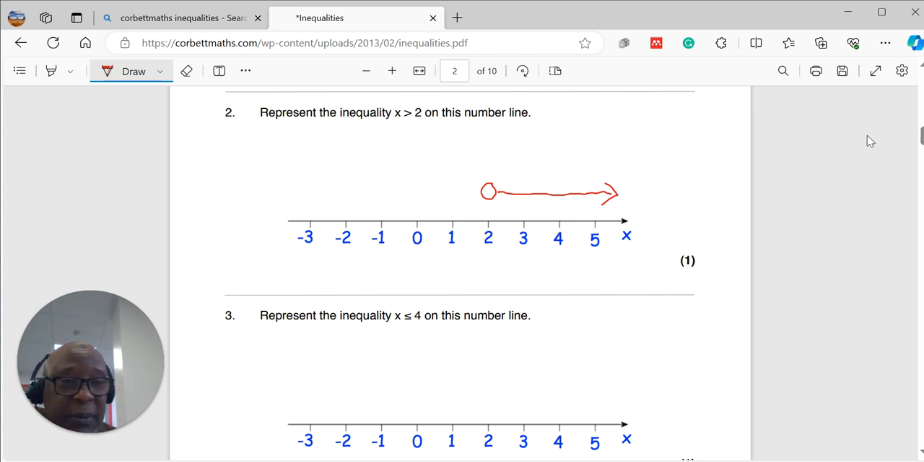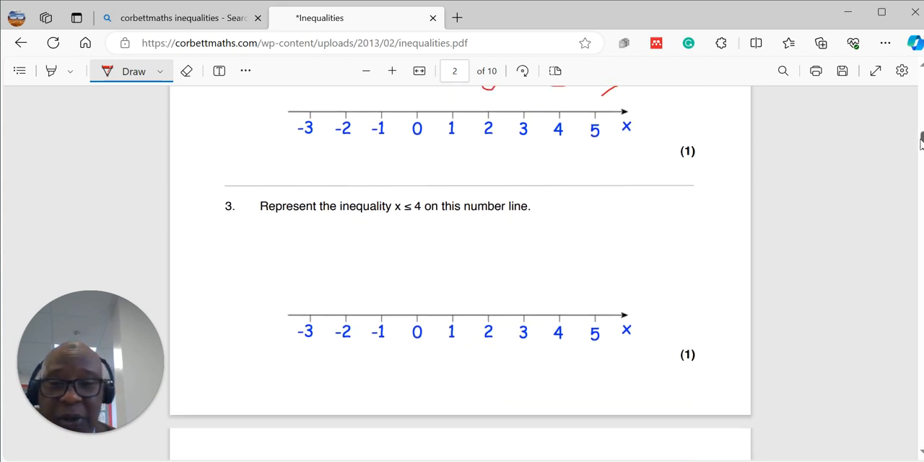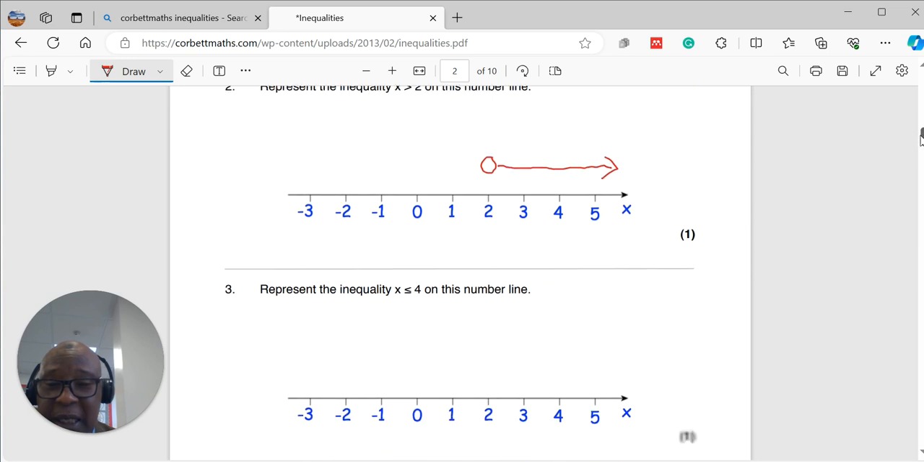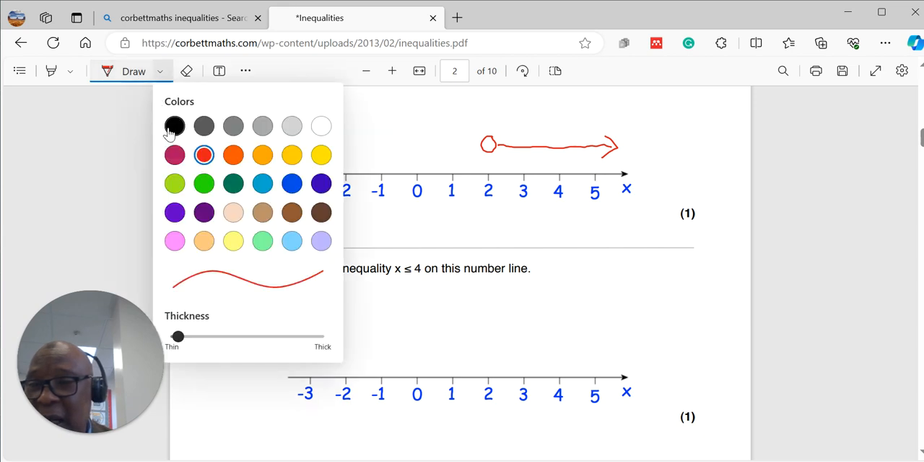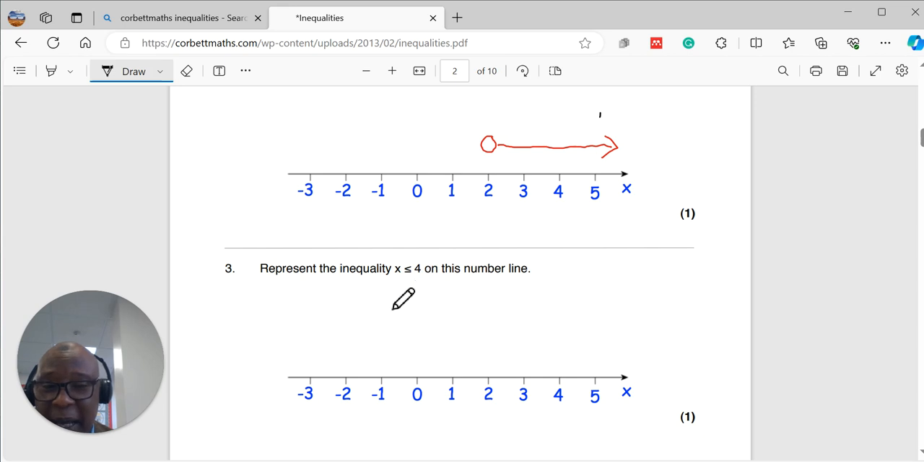Because if it's bigger than 2, it could be 3, 4, 5, anywhere to positive infinity. And in question number 3, it says represent the inequality x is less than or equal to 4 on this number line.